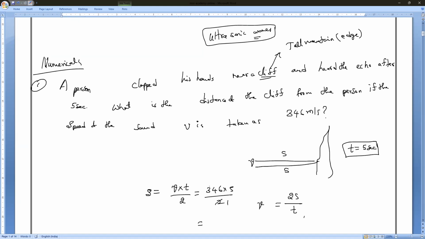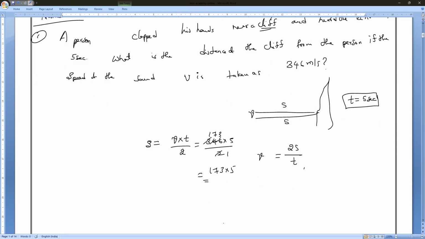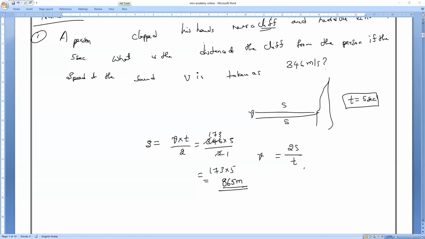2 ones are 2, 173. Okay, so 173 into 5, which is equal to how many meters of distance? Make it fast. 173 into 5. So the distance between the cliff and the man will be equal to how much, guys? 865 meters. That's what. Do it now. Understand? That is how we have to solve it.